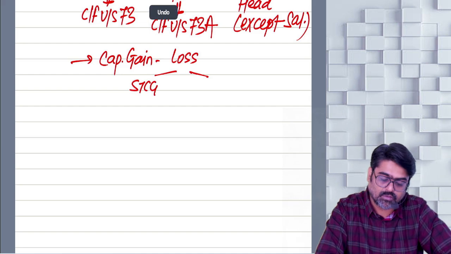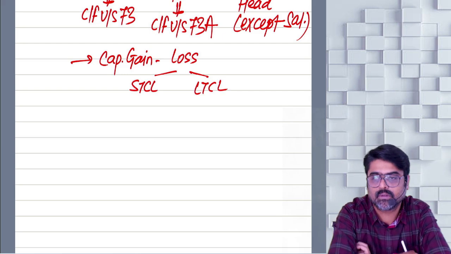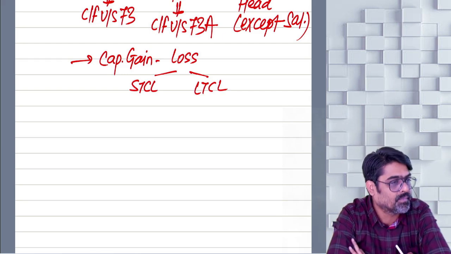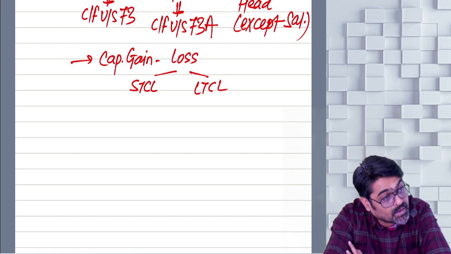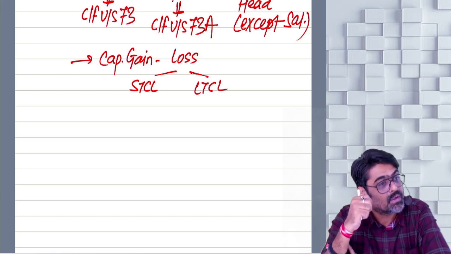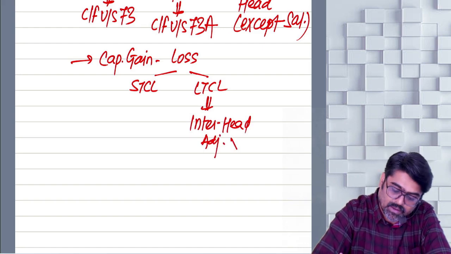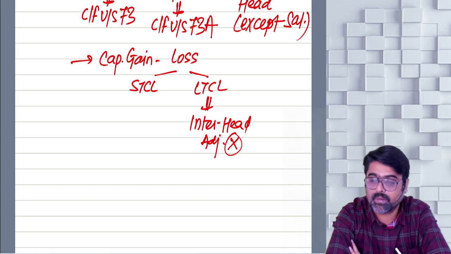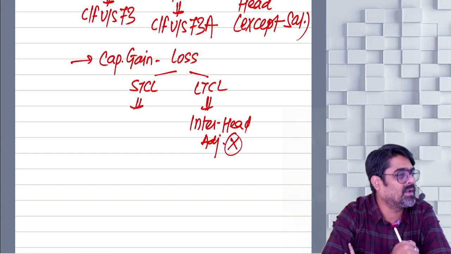Short-term capital loss and long-term capital loss. Long-term only against? Cannot be set off against? If we don't allow it under the same head against short-term also, do you expect it to be allowed under other heads? No. So even the inter-head adjustment of long-term capital loss is not allowed. And even for short-term capital loss it is not allowed because it is a capital loss.